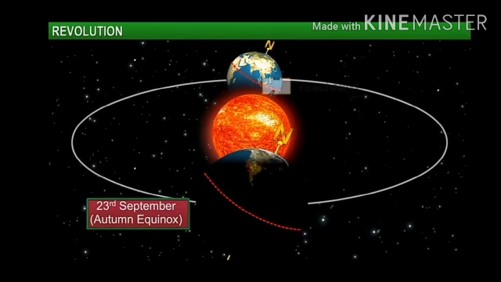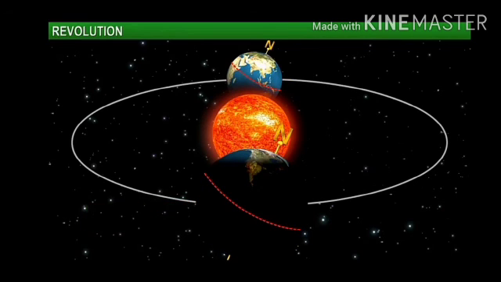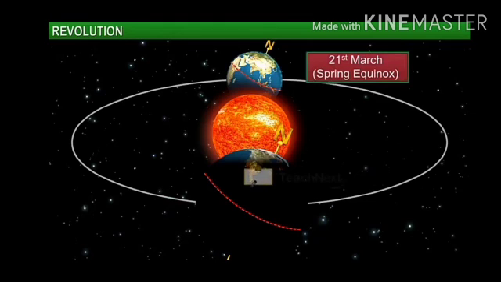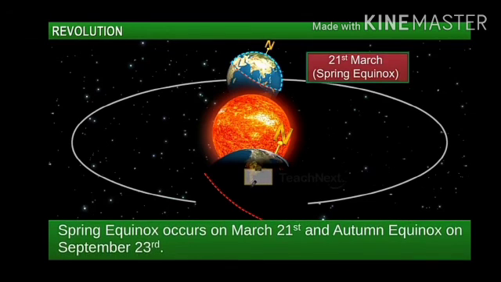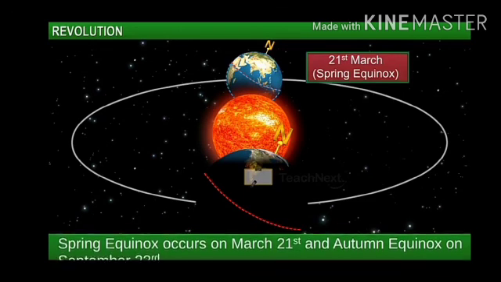On September 23rd, it is autumn season in the northern hemisphere and spring in the southern hemisphere. The opposite is the case on March 21st, when it is spring in the northern hemisphere and autumn in the southern hemisphere.